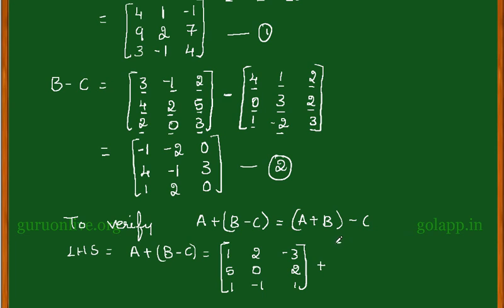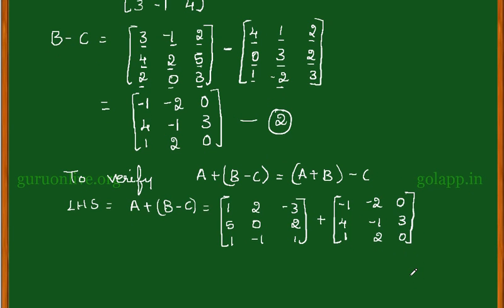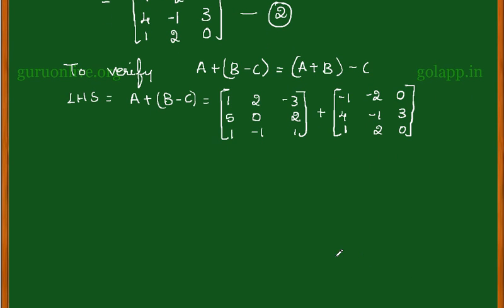Substitute that matrix here, which is [-1, -2, 0; 4, -1, 3; 1, 2, 0]. This is the matrix for B minus C from equation 2. Again, we need to add these two matrices. So both are 3×3 matrices. We can add the corresponding elements.